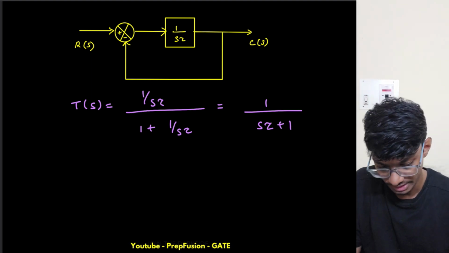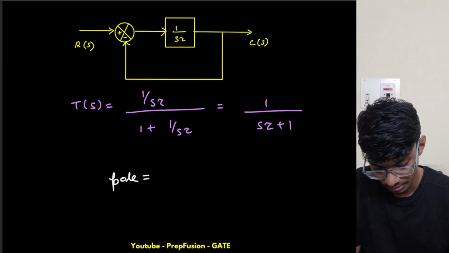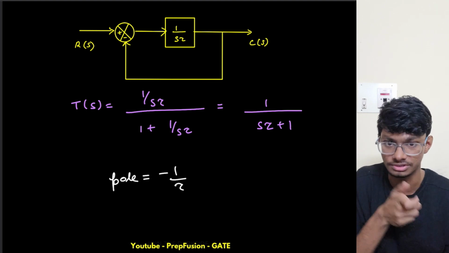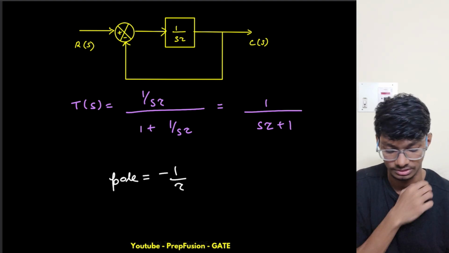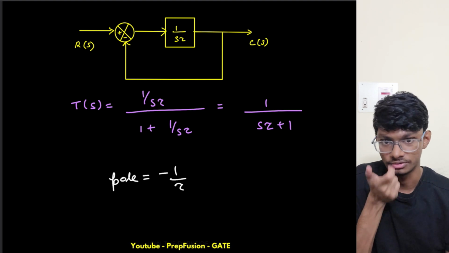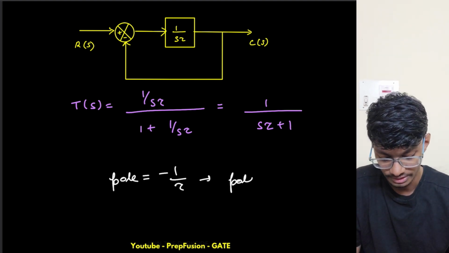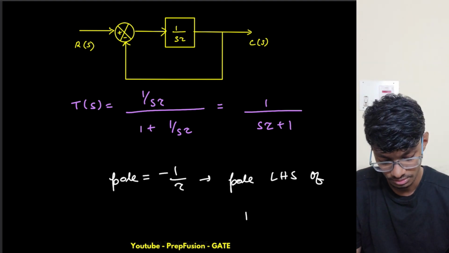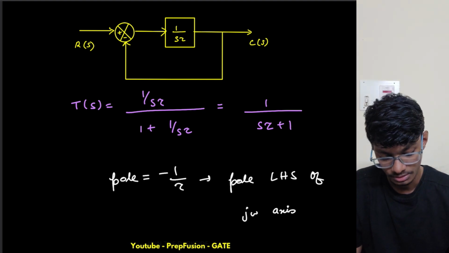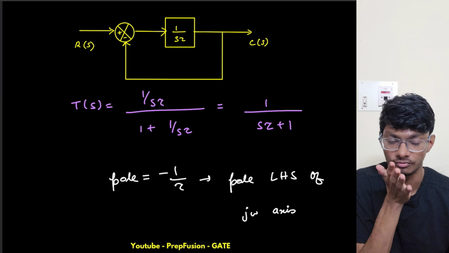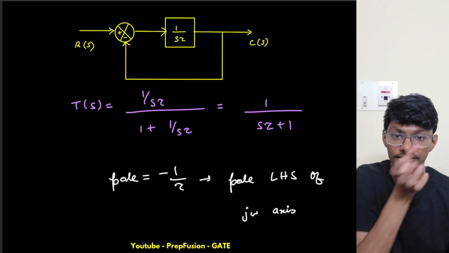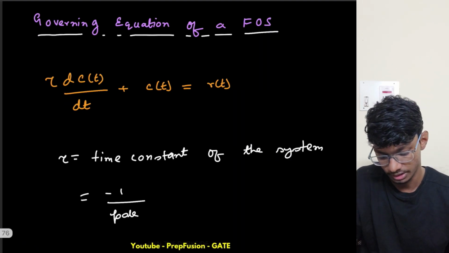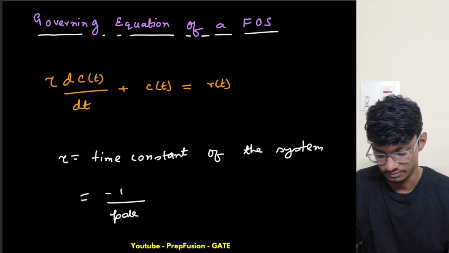So where is the pole? Pole is at minus 1 by tau, right? So basically the definition that I was talking about, time constant is the negative inverse of pole, or vice versa, both of them you can say. But here time constant is positive, hence the pole lies on the left hand side of the s plane, basically the left hand side of the j omega axis. So the system will be stable. Okay, I will take one example where the pole will lie on the right half of the s plane, and I will find the response for a bounded input, and we'll see that it is not bounded, right? Yeah, that we'll see.